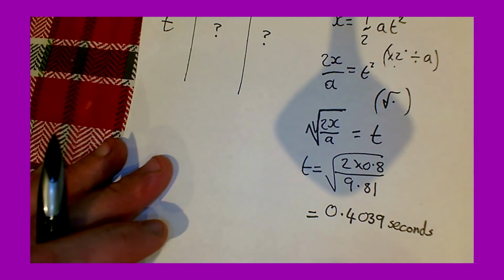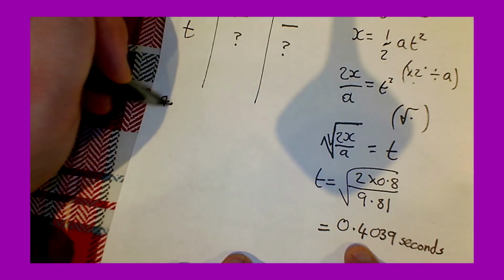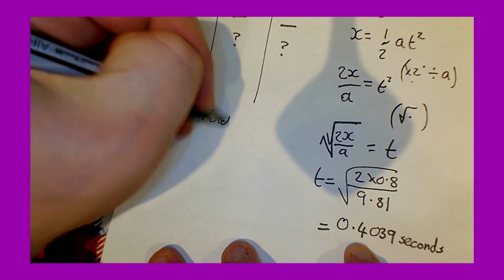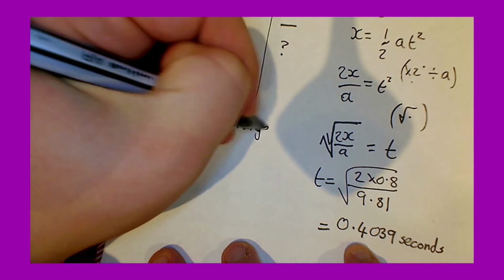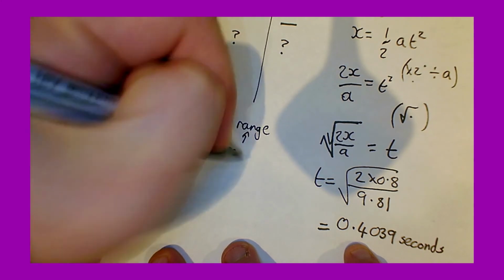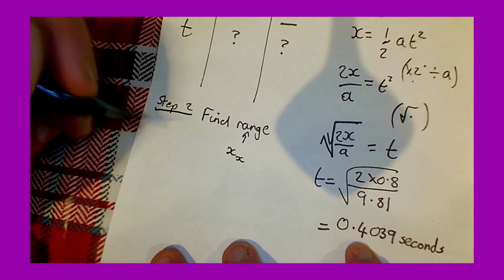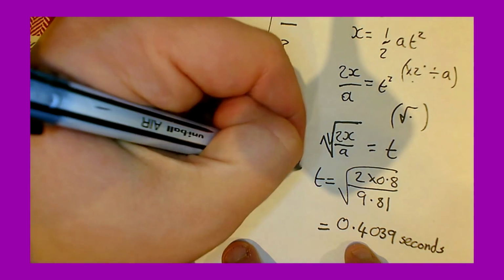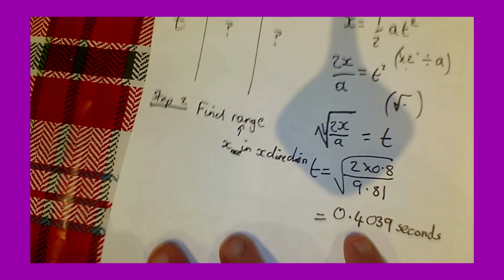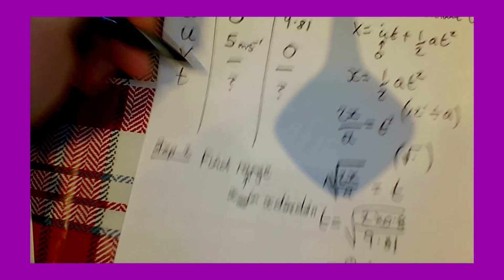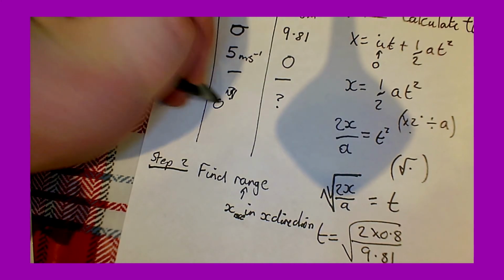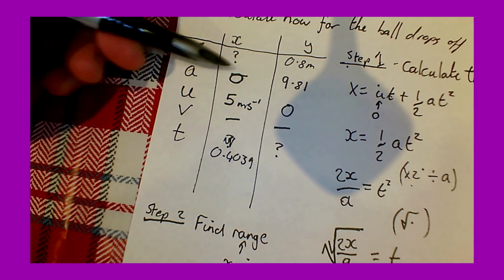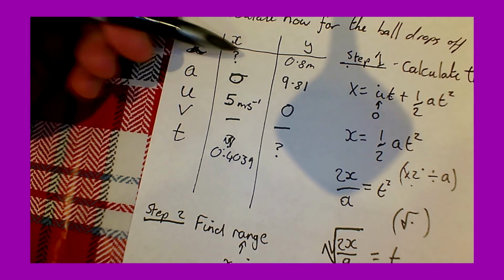So, step 2, we'll do step 2 down here. Step 2 is now going to be find the range. Now range generally means the displacement in the x direction, and the horizontal direction. Okay. So I now know I can put my time back in here, 0.4039 seconds. So I've now got, I want to find x, and I've got 1, 2, 3, 4.